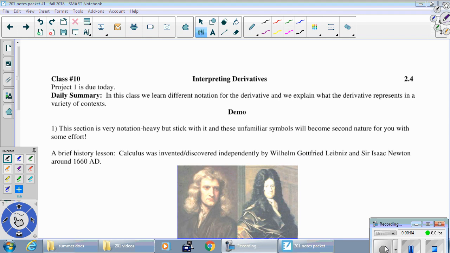Lesson 10 demo. In this class, we learn different notation for the derivative, and we explain what the derivative represents in a variety of contexts. Number 1. This section is very notation heavy, but stick with it, and these unfamiliar symbols will become second nature for you with some effort.